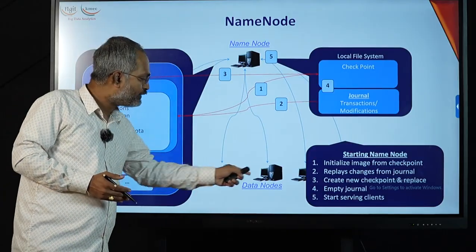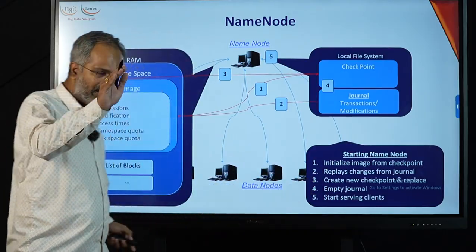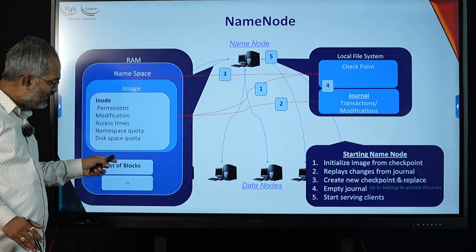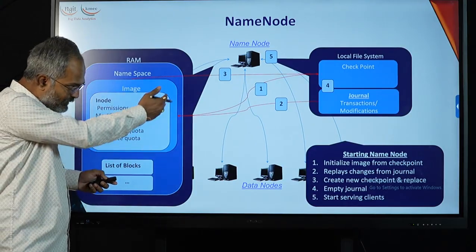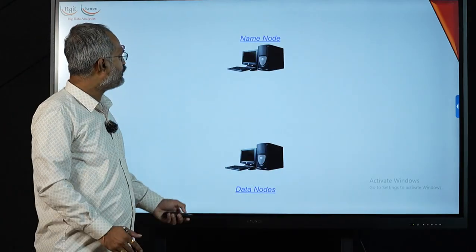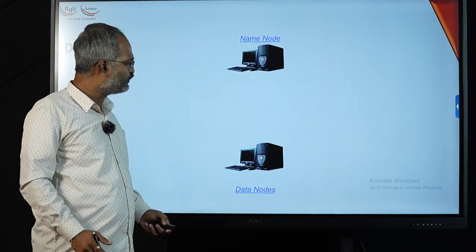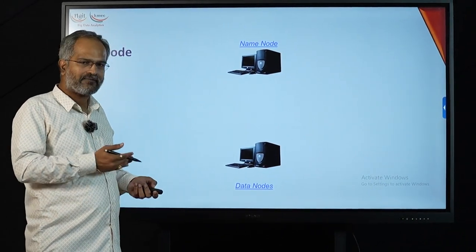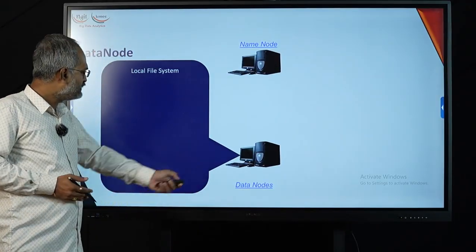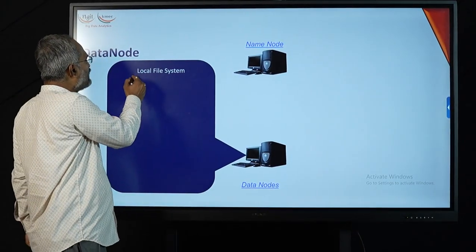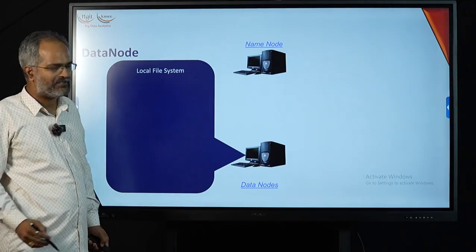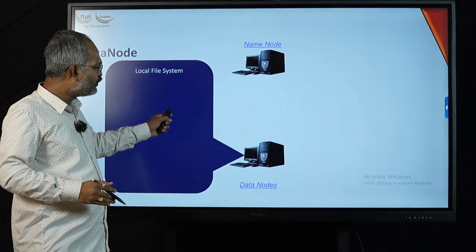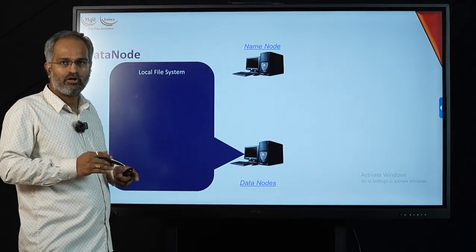Now let us discuss how the data node is maintained. Please remember that we didn't discuss the list of blocks, where it is getting loaded. That will be in the next slide. So see here, let us discuss the data nodes. A data node also has a file system as well as RAM. Here we are considering only the local file system in the data node. The basic purpose of the data node is to handle the blocks, to hold the blocks.